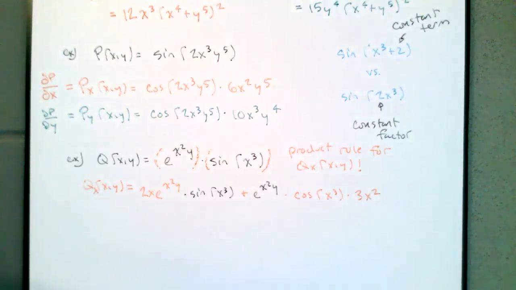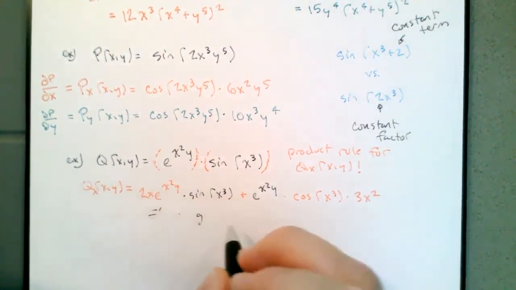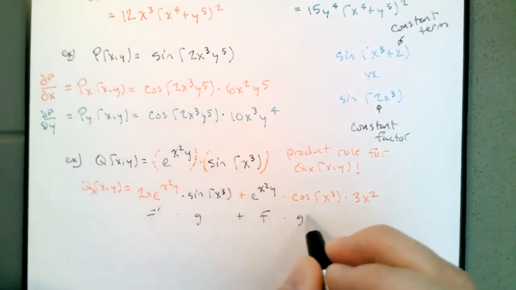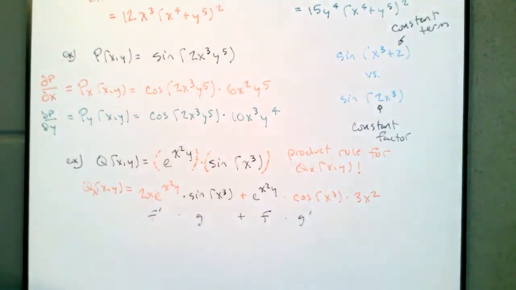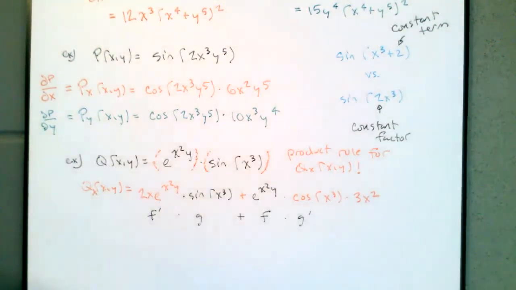So we had to use the product rule: derivative of the first times the second plus the first times the derivative of the second. I'm not sure how you remember your product rule, but we did f prime g plus f g prime. I know some of you probably learned your product rule as f prime g plus g prime f, and I just think that's weird.